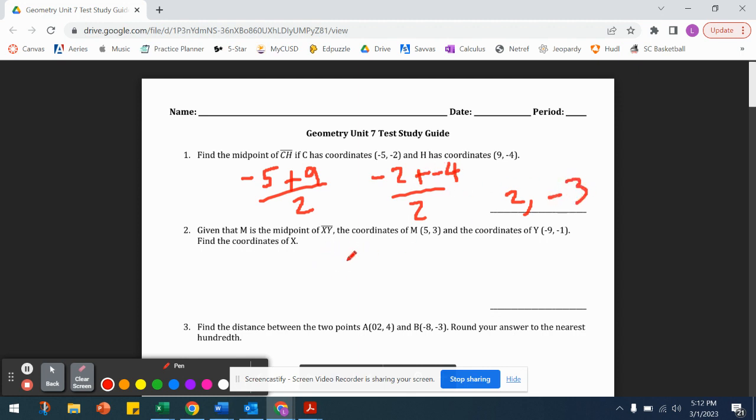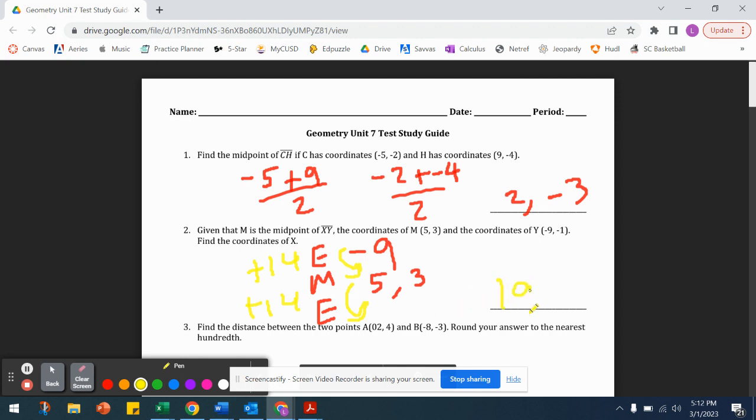The following one, the way I like to set it up is I would go endpoint, midpoint, endpoint, because you're given an endpoint and the midpoint. The midpoint is 5, 3. One endpoint is -9. So if I'm thinking from a -9 to a 5, how many units did we move? We moved +14. So if I move another +14 units, where are we at?